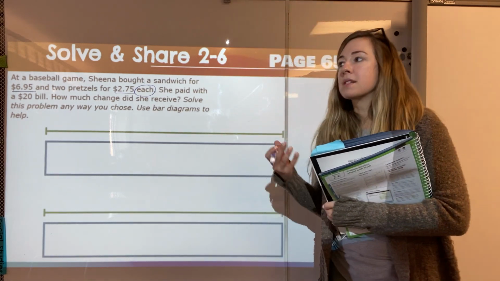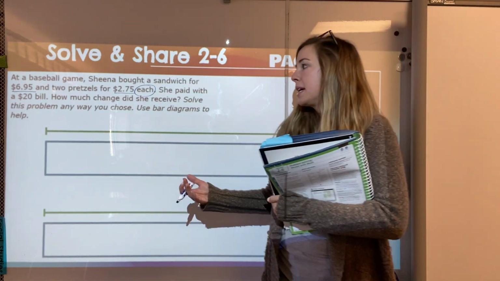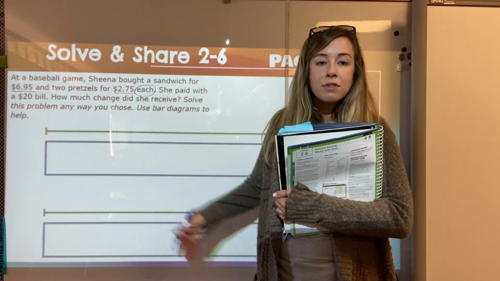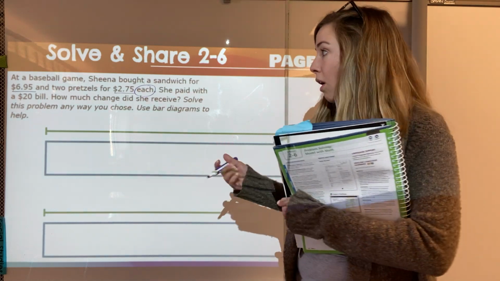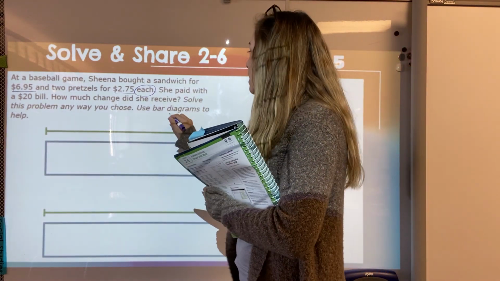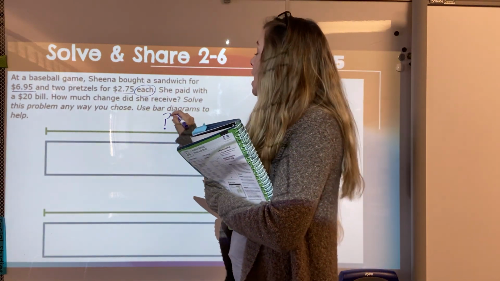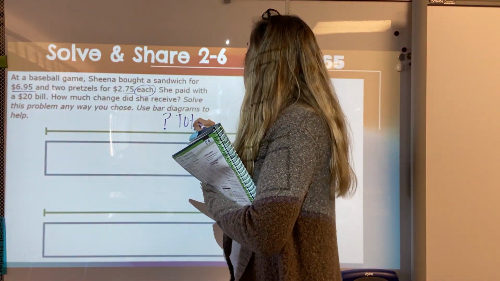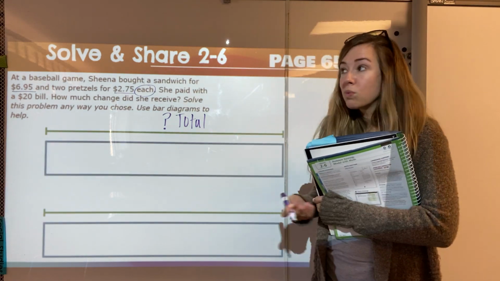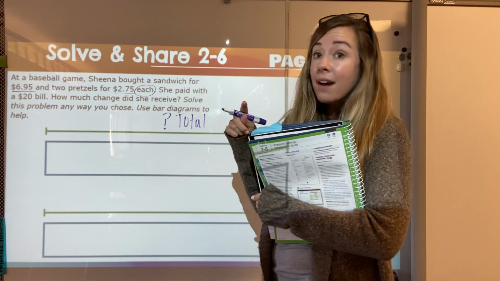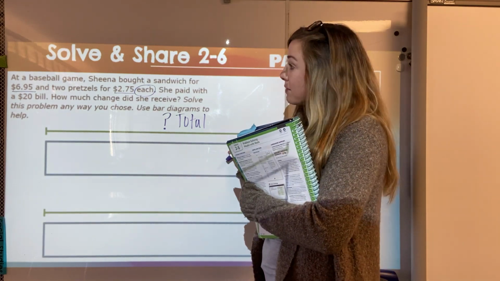So when I'm thinking about this, what is my first step? Well, to know how much change she got back, I have to know how much she spent overall. So I'm going to use this bar diagram, and on top of it, if you did not use yours, I want you to write this down. I'm going to put a question mark and total because I don't know how much she spent. I have to add it all together, right? It's a skill that we all have, but we have to figure it out.